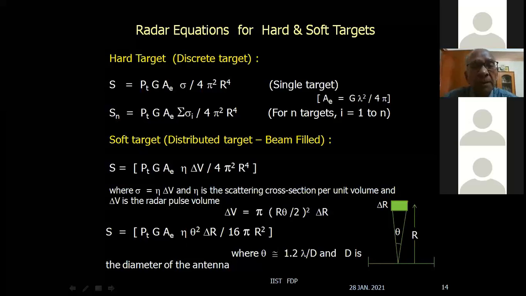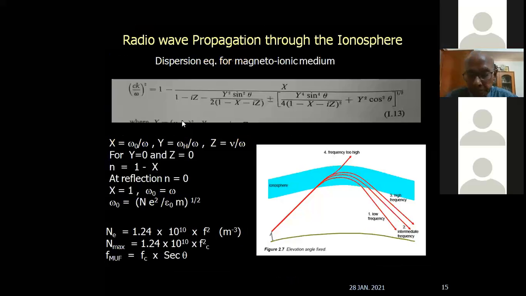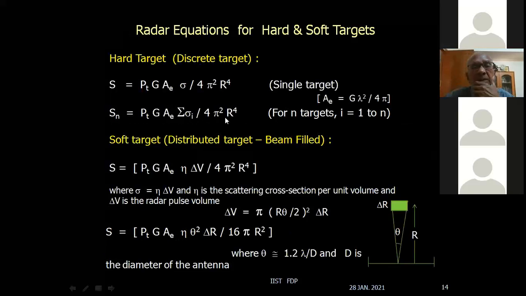If there are n targets, you will integrate all the scattering cross sections of each target, and that is the summation over the n targets. Sigma i is the ith target radar cross section, but the radar equation is essentially the same thing. This is for the n targets, and that is for discrete targets, that is solid objects.